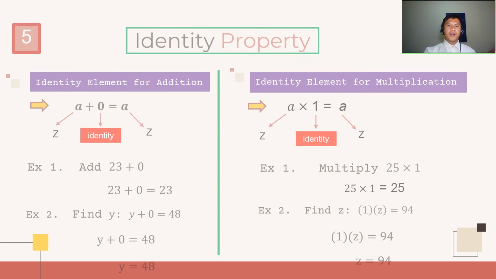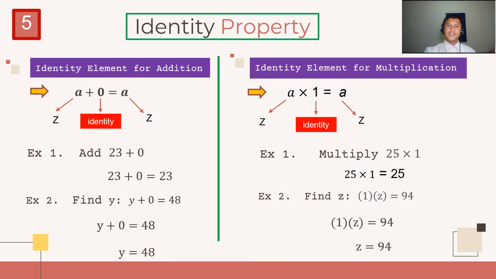Identity property for addition states that there exists a unique integer 0 such that for every integer a, a plus 0 equals a. It means that when a number is added to 0, the result is the number itself. Example number 1, add 23 plus 0. The result is 23. Example number 2, find y, where y plus 0 equals 48. Applying the property, then we have y equals 48.